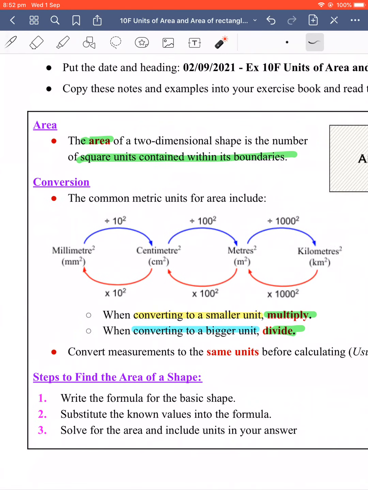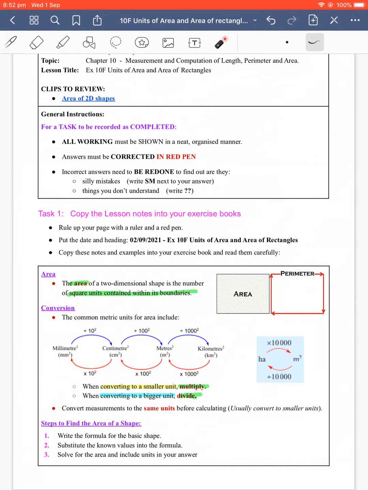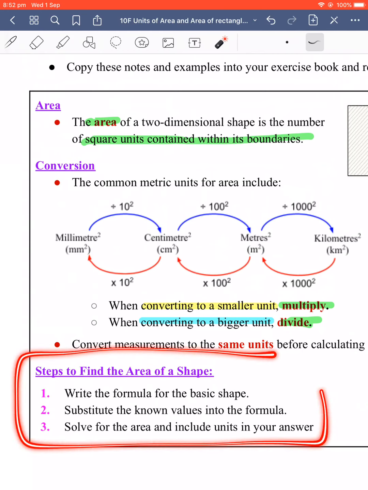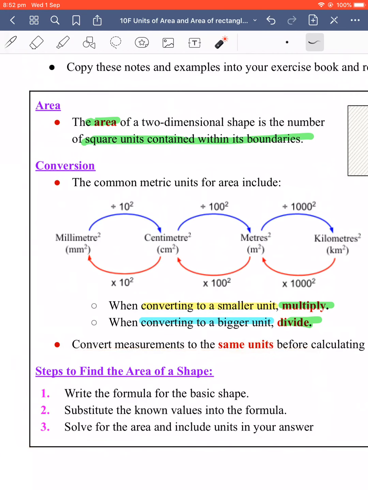Now, if we are finding the area of a shape, we have a few different things that we need to do. Here are our three main rules. Step one, we write out our formula, and then we substitute in what we know, and then we solve and include our answer with our units.